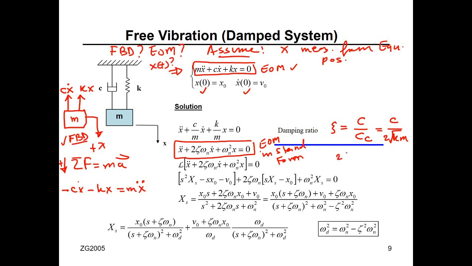How did I come up with this equation? Start from here: 2 zeta omega n equals 2 times C over C critical, which is 2 square root of Km, times omega n. What is omega n? Square root of K over m, right?